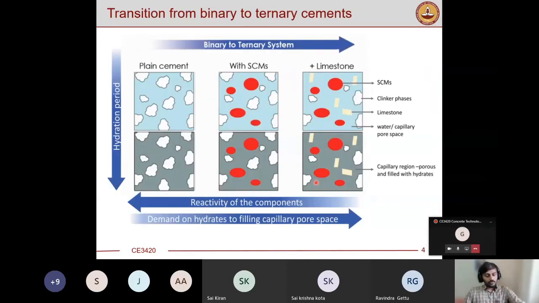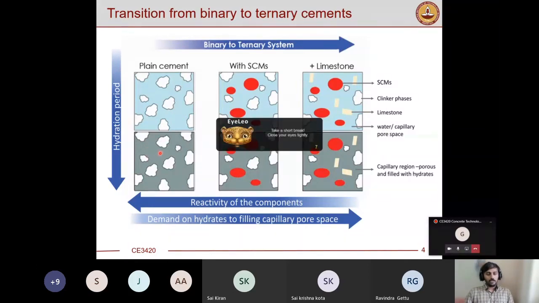So in the first place, what we need to understand is, for example, when you have a plain Portland cement, let's consider these are the clinker phases, and when you add some amount of water to the cement, you have the water which is spread between the clinker particles, right? And over the period of hydration time, this entire interparticle space or the capillary pore space will get filled with hydrates.